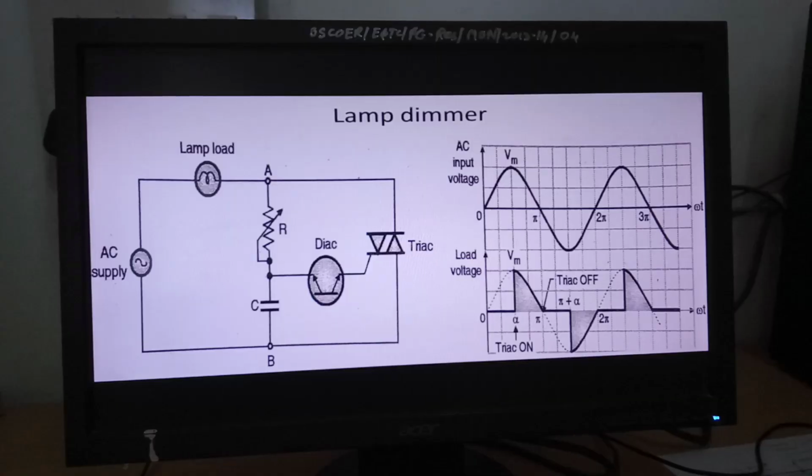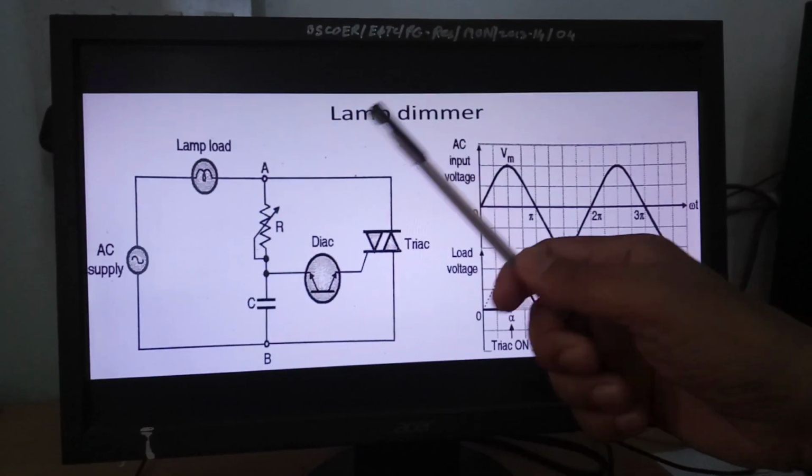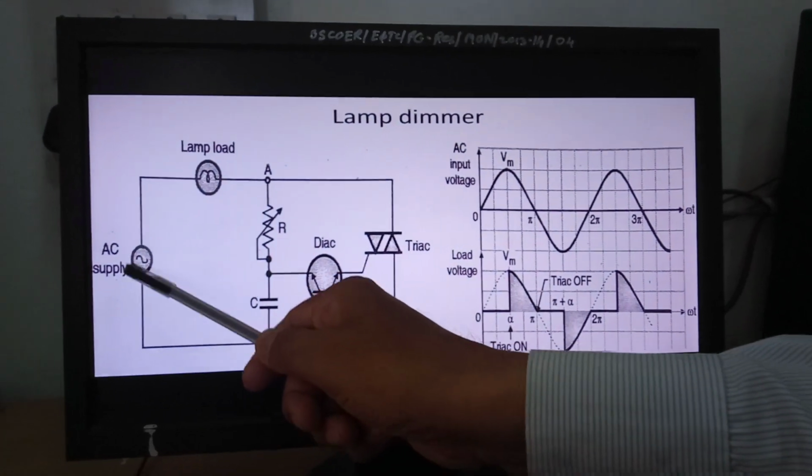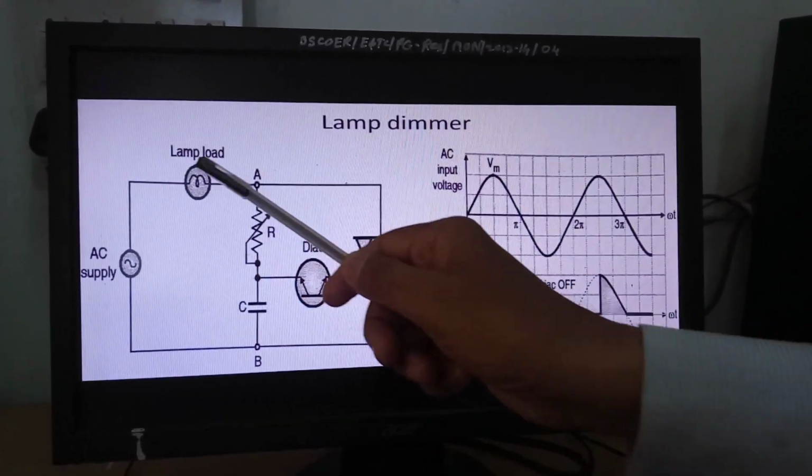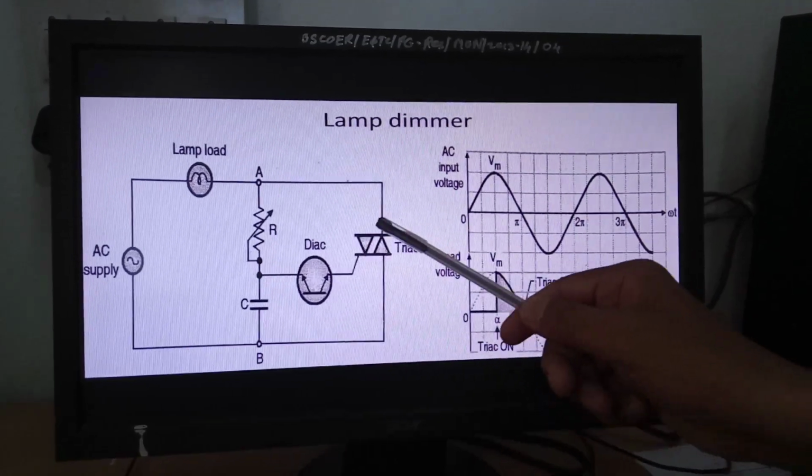Patil. Today we are going to see the light dimmer circuit. This light dimmer circuit you can use for controlling the intensity of a lamp. The circuit is also referred to as an AC regulator. Here an AC supply is connected, a lamp load is there, and a TRIAC is used.